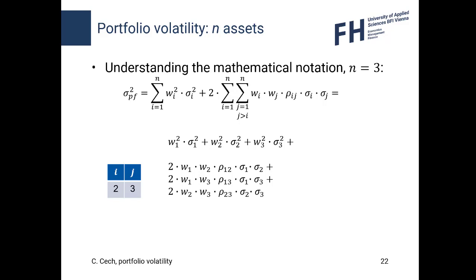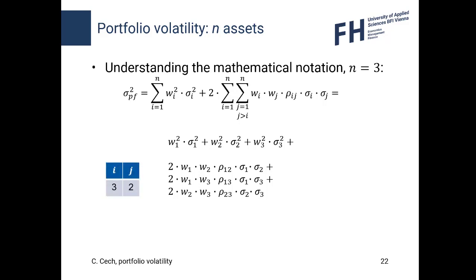2 times W2 times W3 times rho 2, 3 times sigma 2 times sigma 3. We are not finished yet because j is now equal to n again. What we do now is we increase I by 1 from 2 to 3 and start with j being equal to 1. Is 1 larger than 3? No. So we don't write anything.